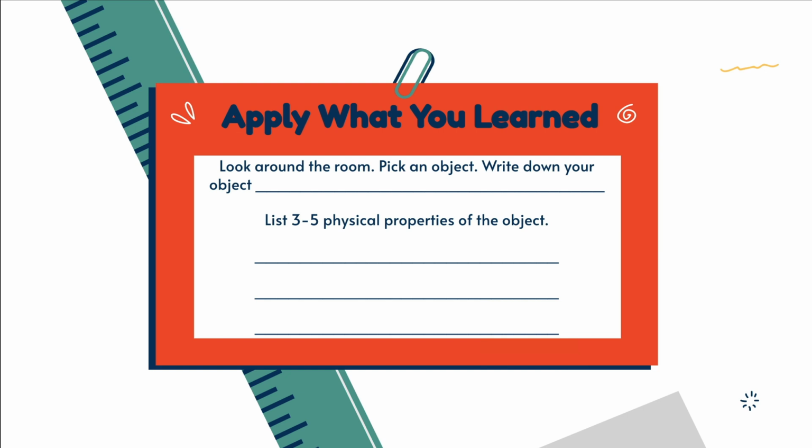Apply what you learned. Look around the room. Pick an object. Write down your object. List 3 to 5 physical properties of the object. Take your time to fill this out.